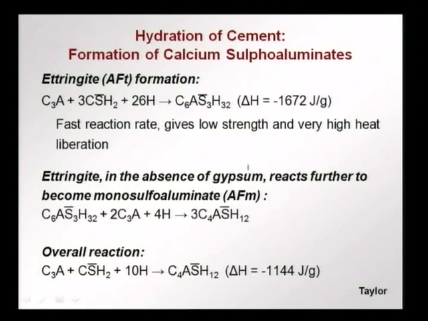When all the gypsum is exhausted, ettringite reacts with the further C3A that is present to give us monosulfoaluminate, and this is the overall reaction. We have tricalcium aluminate reacting with the gypsum to give us monosulfoaluminate with a lot of heat evolution.